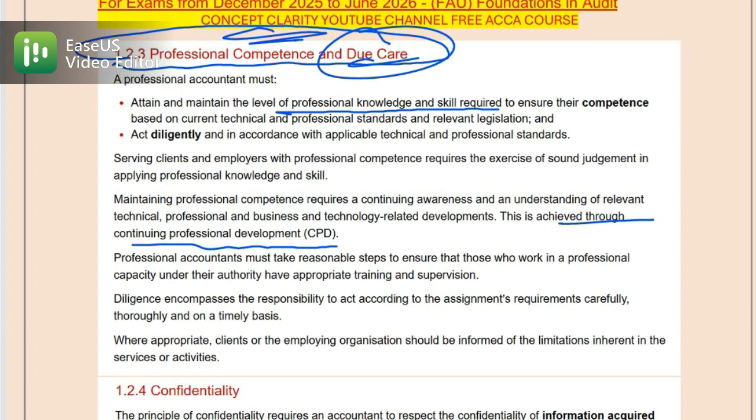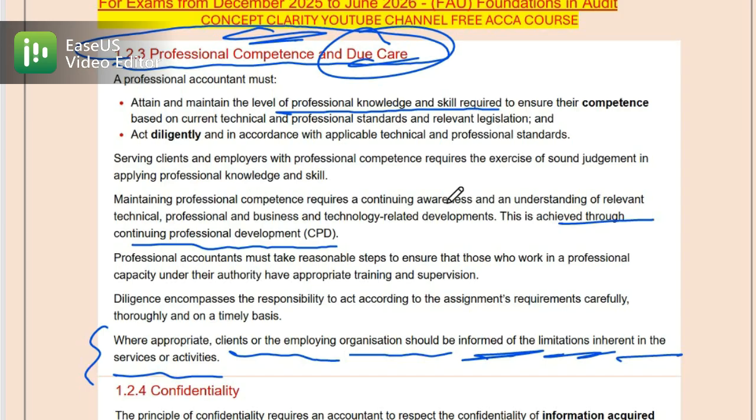One more thing, where appropriate, the client or employer should be informed of the limitations inherent in the service. So if you can only do so much, given the scope or the data available, you should be transparent about that. Clear? Here, where appropriate, the employing organization should be made aware of the limitations inherent in the service or activity. Clear? Now let's move on.